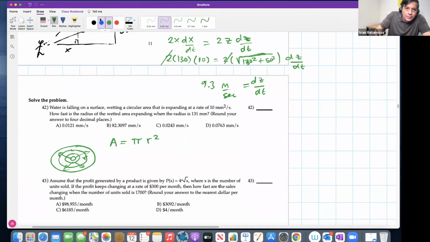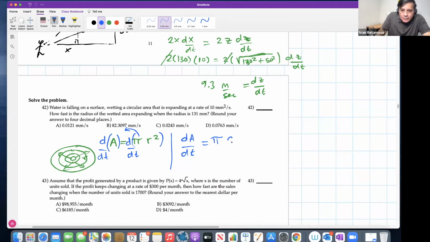Okay, so we take the derivative with respect to time, which is the method that we follow when we deal with related rates. Remember, with respect to time. So on the left side, we will have dA/dt. On the right side, pi is a constant, it comes out. The derivative of r squared is the usual 2r, but since we are taking the derivative with respect to time, you have to attach dr/dt. There we have the relationship between the rates of change.